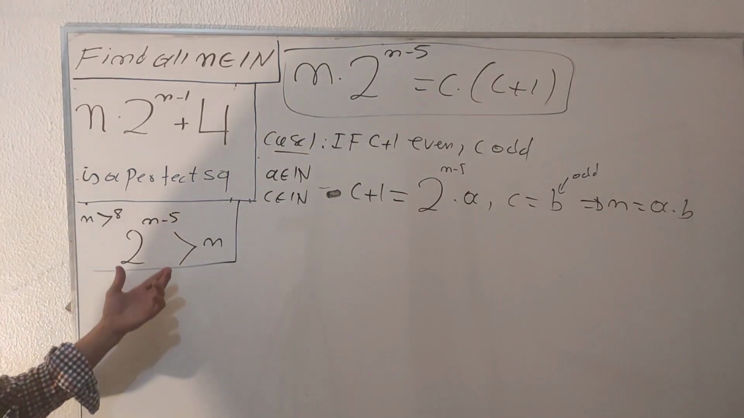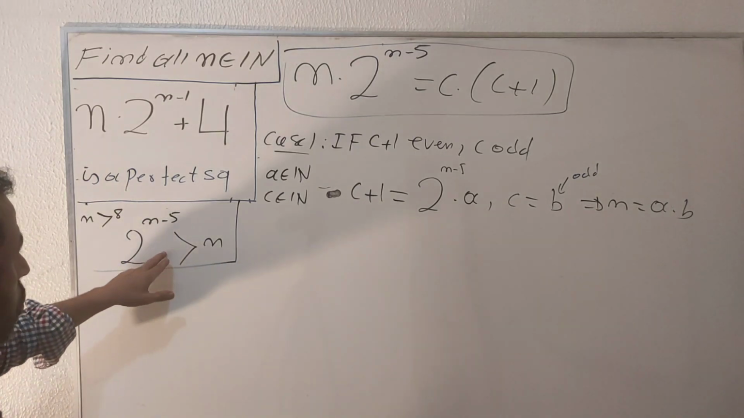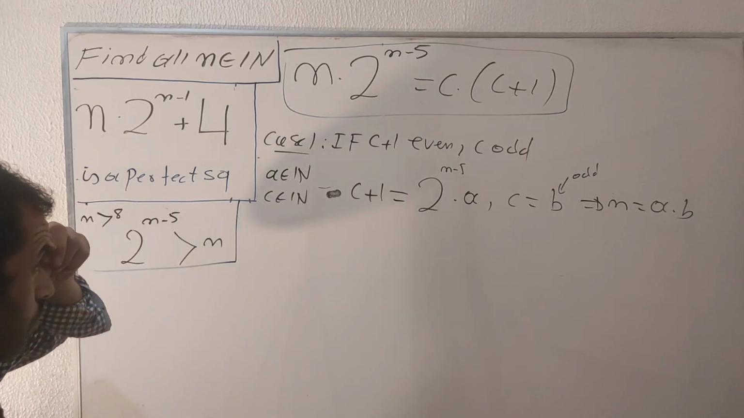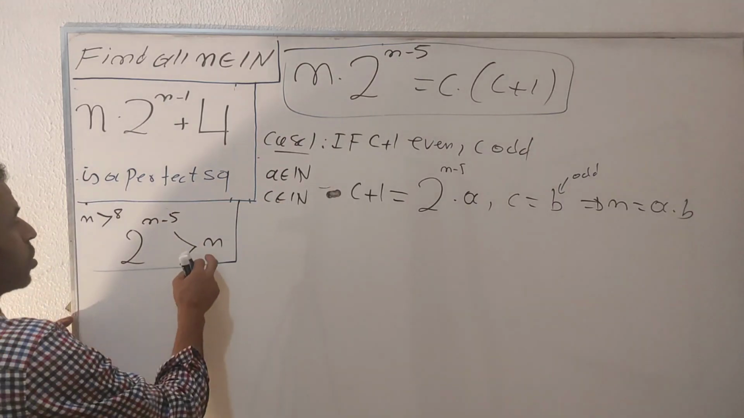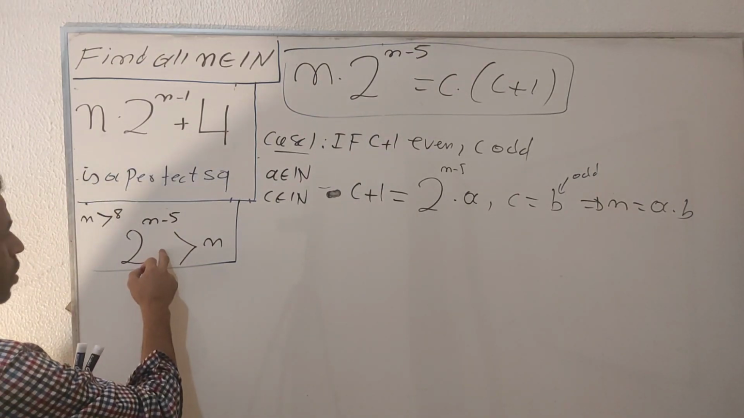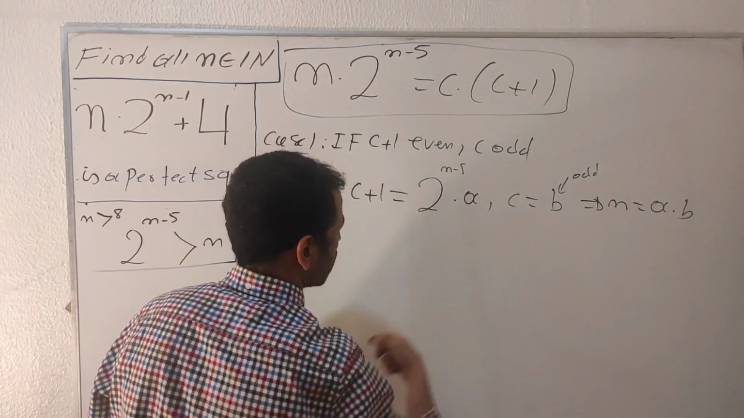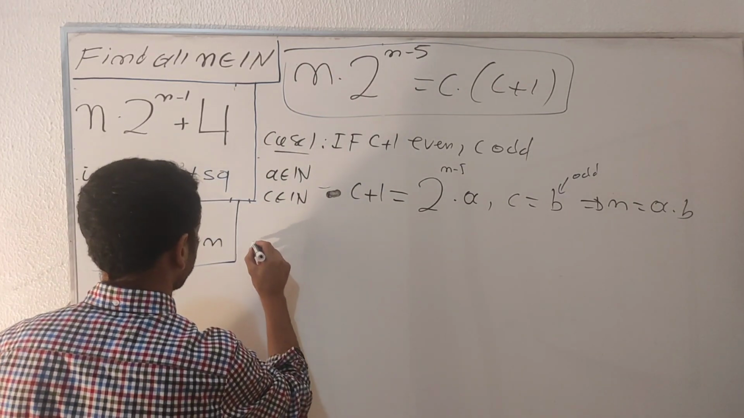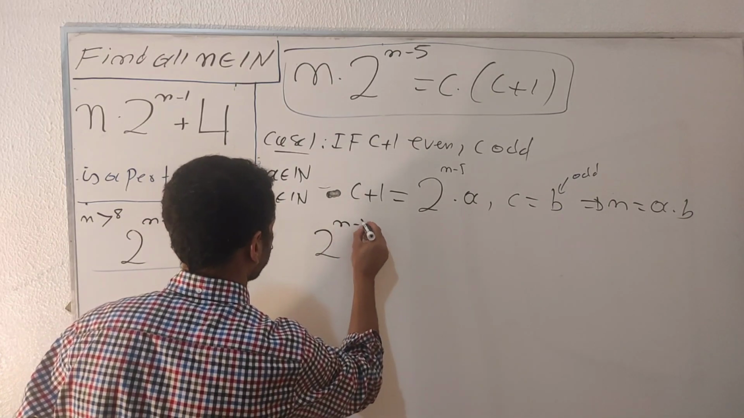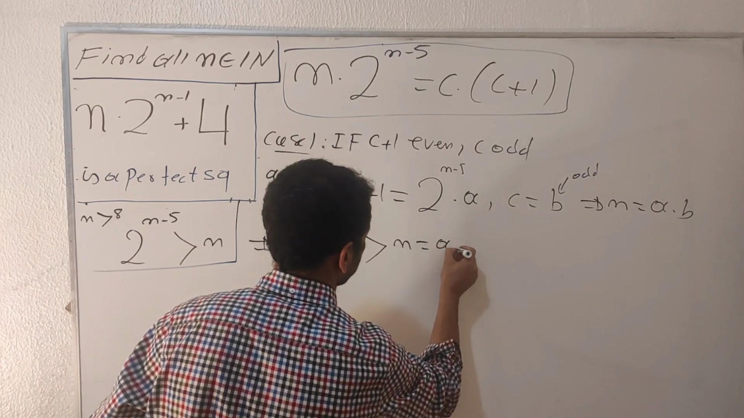So previously we have proven this one by using the induction hypothesis. So we know this one is strictly superior than n. Okay. Now let's make the combination between this one and this one. Okay. So I'm going to replace n with ab. So I get here 2 is multiplied by 2 to the n minus 5 is strictly superior than n, which equals a is multiplied by b.